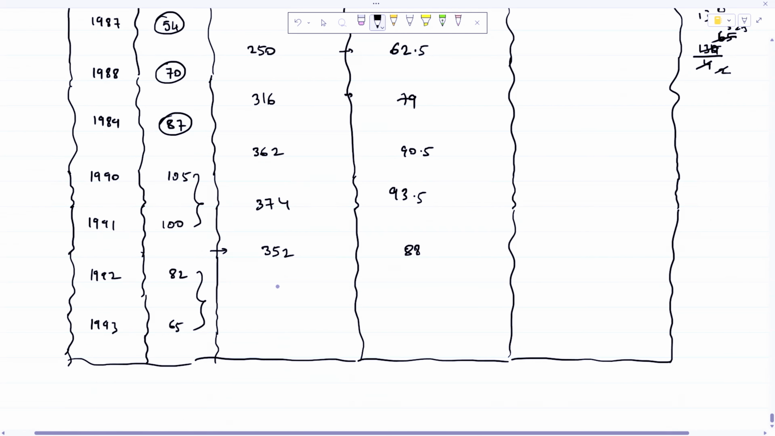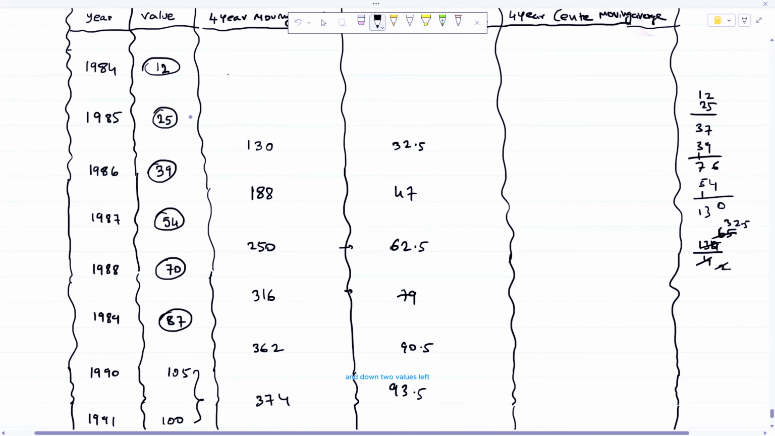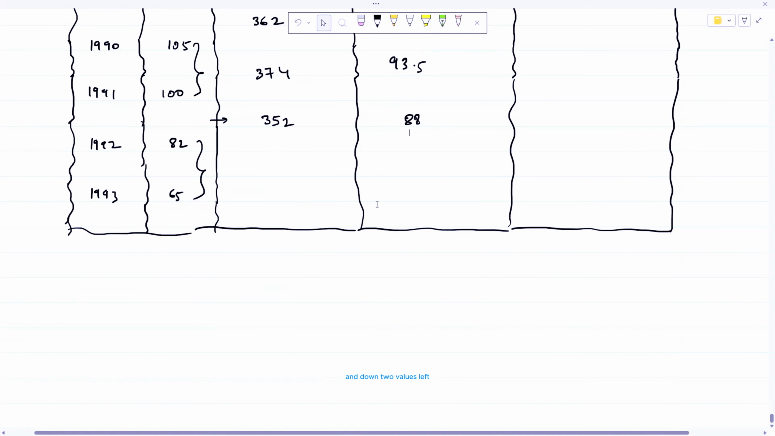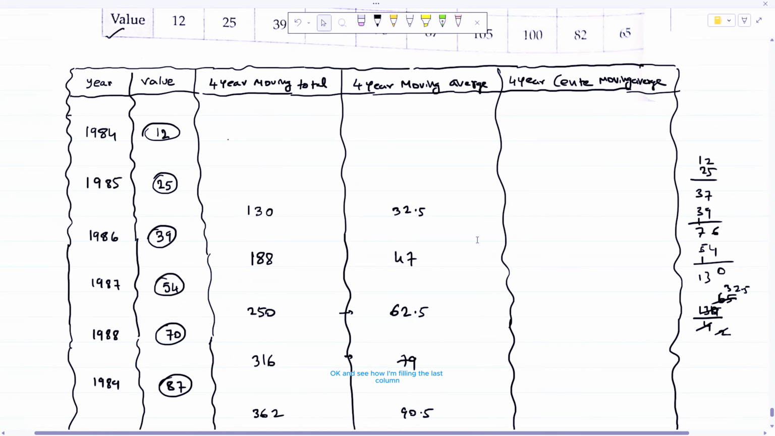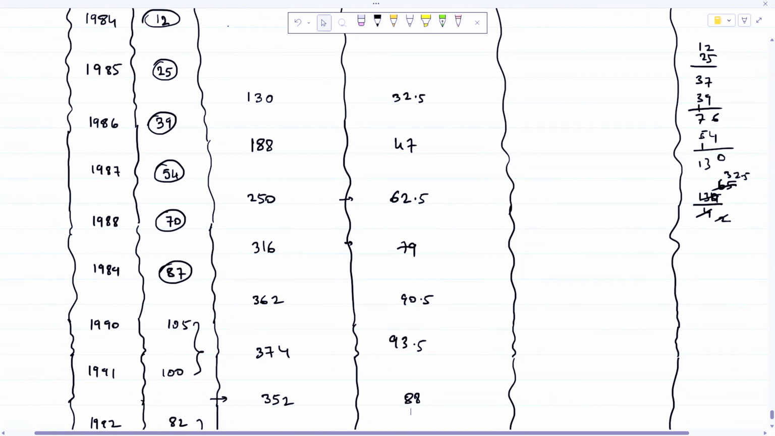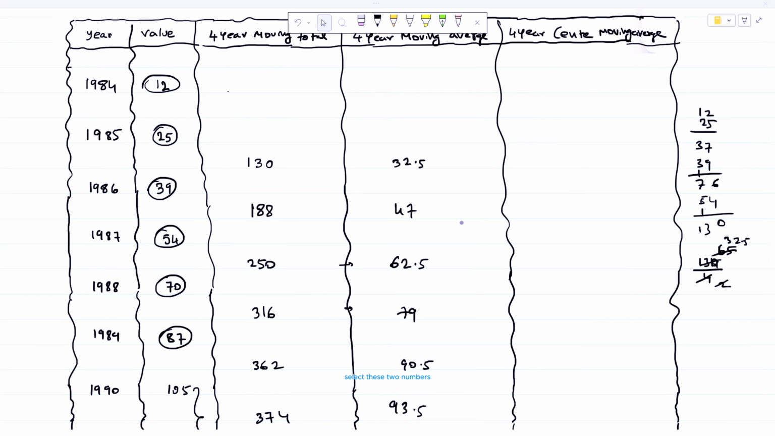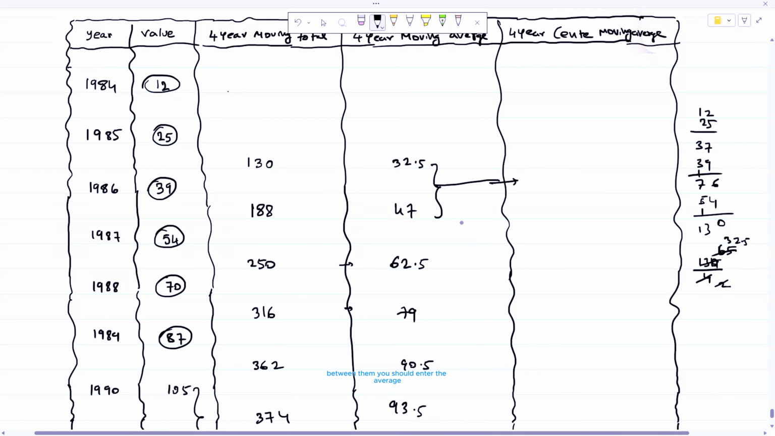Next, so it's over. Look at the top 2 values left and down 2 values left. And see how I'm filling the last column. Last column means, of course, it is here in the last column. You have to observe that. Take a look at the last 2. Select these 2 numbers and find out the average. Average means, where to enter that between them. Between them, you should enter the average.